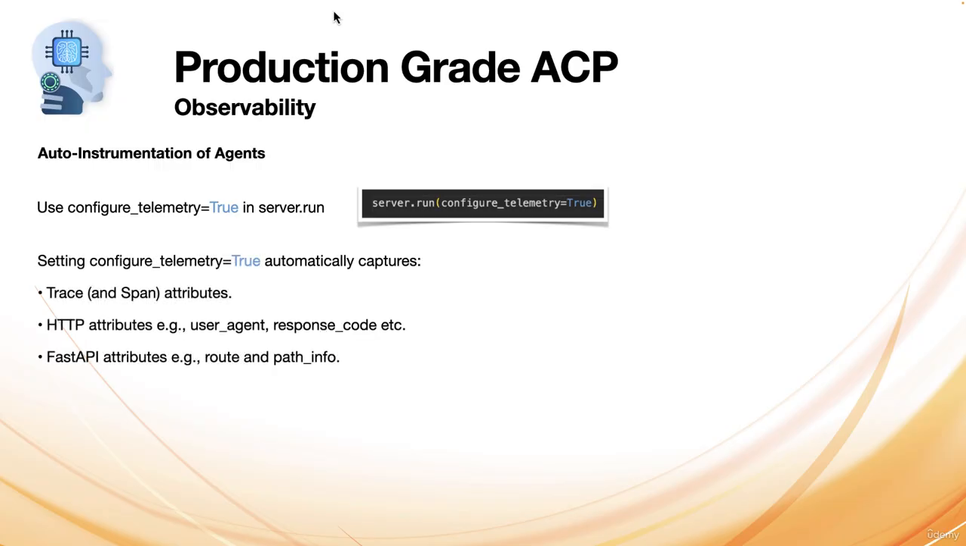Once you do that, ACP SDK automatically starts capturing traces and the response HTTP attributes such as user agent, response code, and so forth, and also any FastAPI related attributes such as route and path info. As you already know, ACP SDK is built on top of FastAPI, so all your knowledge about instrumenting FastAPI also applies here. On top of the standard metrics that are captured, you can also create your own signals, including metrics and logs, and send them to an OpenTelemetry collector. Okay, let's go and see this in action.